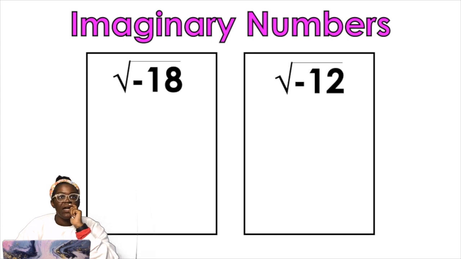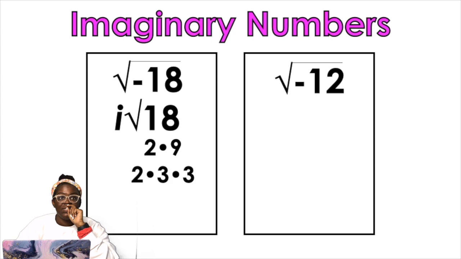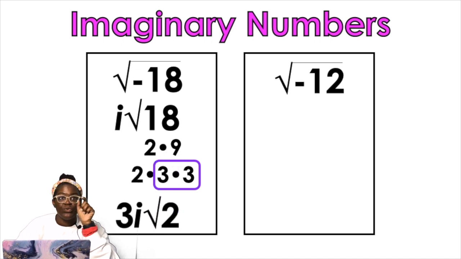Okay, so let's talk about the square root of negative 18, right? First of all, if there's a negative under there, automatically take that i out. And now let's simplify 18. 2 times 9. 9 is going to break apart into 3 times 3. Doubles come outside, singles stay inside. So 3i square root of 2 is my final answer for that.